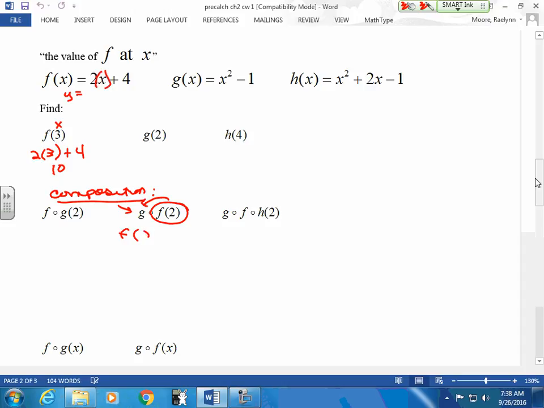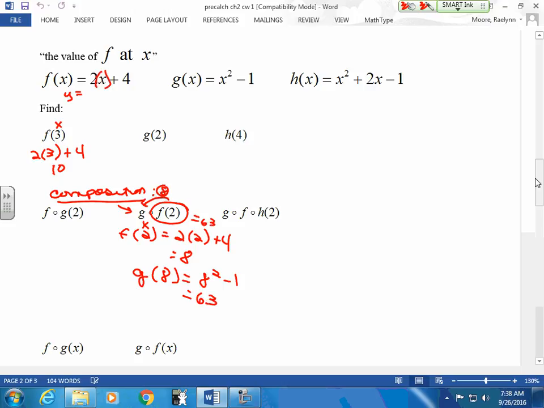So I'm going to take when x is 2, I'm going to go to my f and I'm going to put a 2 in here. This is the same as y equals. So 4 plus 4 is 8. What do I do with the 8? Put it into g. Good. So then I'm going to do g of 8. 8 squared minus 1. So my composition is equal to 63.